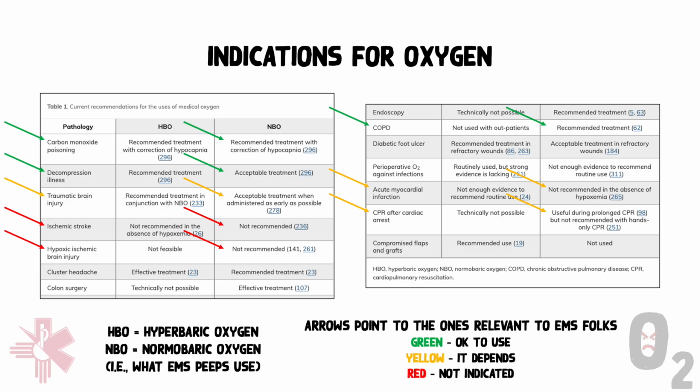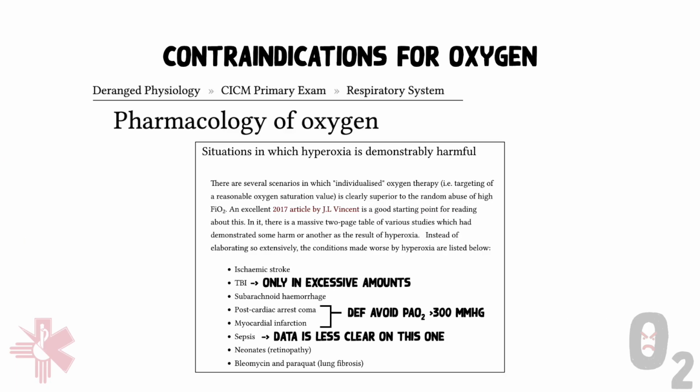So that's indications. There are also some contraindications. This list here is from a website called Deranged Physiology. I think we cited it once before. It's one of our favorite places on the internet. But this basically is a list of when we might want to hold off on giving oxygen. And we've made a couple of annotations here based on, again, things we've already discussed and things that we'll discuss in just a second.